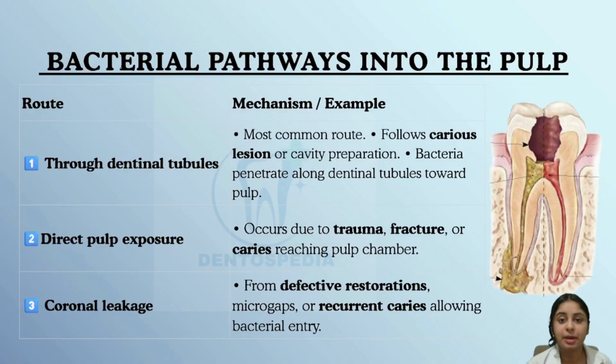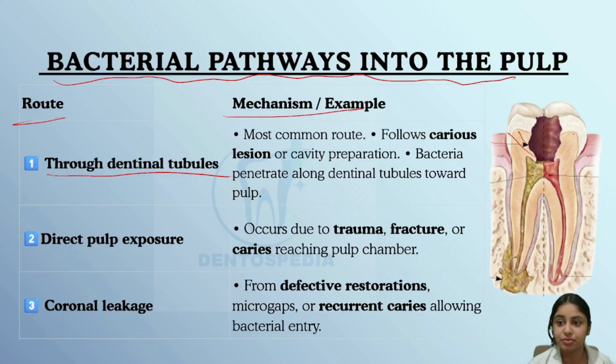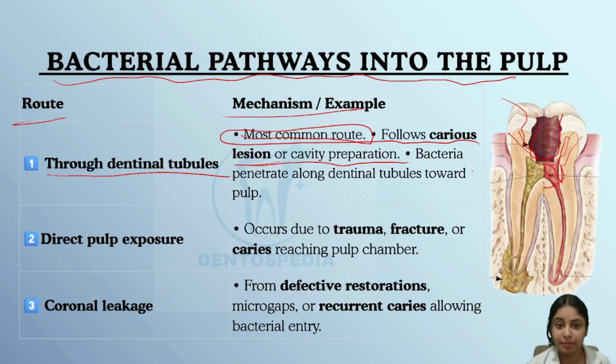Coming to the bacterial pathways into the pulp. Let us see how these bacteria invade the pulp. First, through dentinal tubules. This is the most common route for bacteria, and they follow the carious lesion or the cavity preparation. Through the carious lesion or cavity preparation, via the dentinal tubules, they enter into the pulp, and the bacteria penetrate along the dentinal tubules into the pulp.